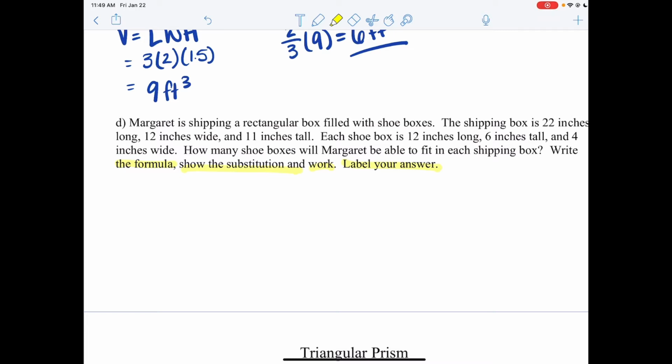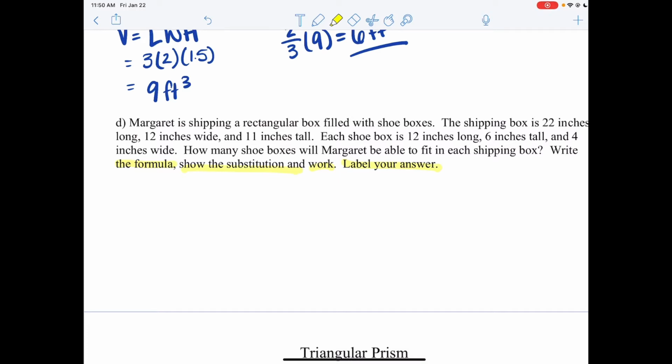Okay, now we're dealing with 2 different boxes here, and because we're dealing with 2, we're going to have to find the volume for both of them. We need the volume of the shipping box to figure out how many shoe boxes I can actually put in it. And I also have to find the volume of my shoe box, because I have to know the measurements of that in order to put it inside of my shipping box.